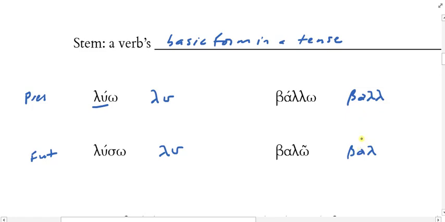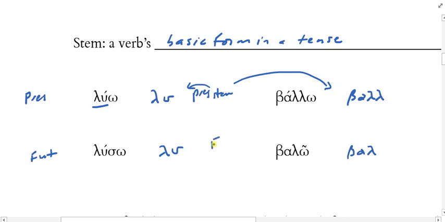Yes? Do you use any accents with the stems? No, not really. We're just grabbing the consonants and the vowels. Okay, so lu is my present stem, and bal with two L's.